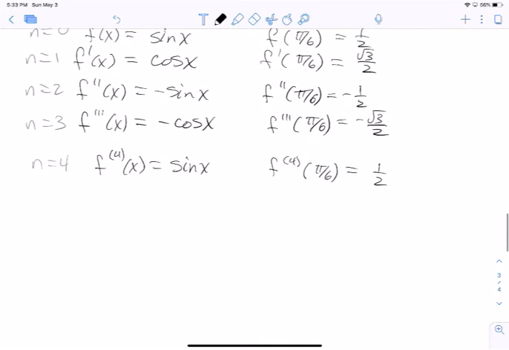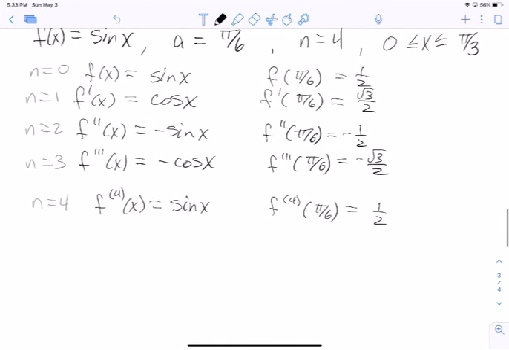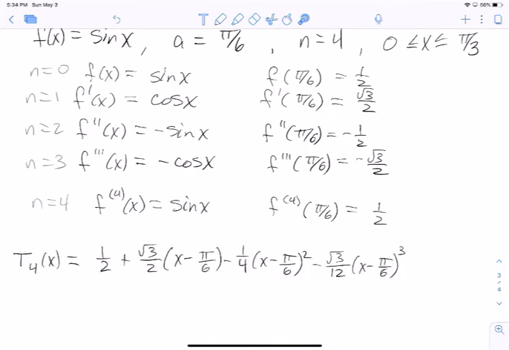Again, from our previous work, we already had some terms of a Taylor polynomial. Here I'll write down that t sub 4 of x is equal to, and then I'll bring in our previous work. We had gotten as far as 1/2 plus square root of 3 over 2 times the quantity x minus pi over 6, minus the square root of 3 over 12 times x minus pi over 6 cubed. I said cubed a moment ago, I meant negative 1/4 times x minus pi over 6, the quantity squared. That was t sub 3.